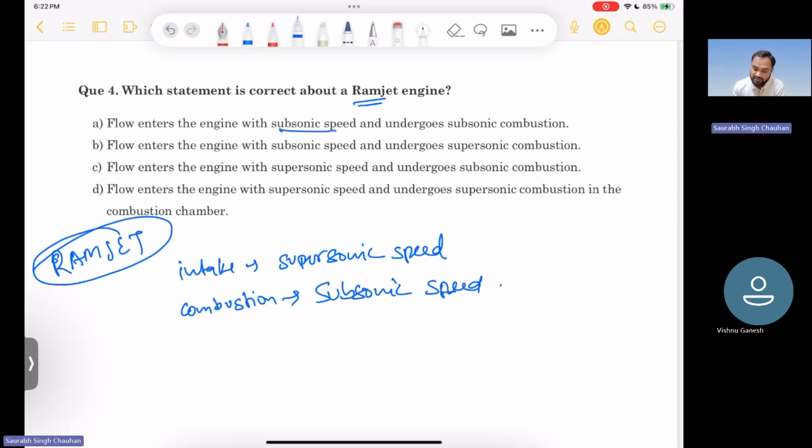Option A, air enters with subsonic speed? No, wrong. Option B, air enters at subsonic speed? No. Option C, flow enters the engine with supersonic speed? Yes. And undergoes subsonic combustion? Yes, this is correct. And option D says flow enters the engine with supersonic speed and undergoes supersonic combustion. This is not correct. So for a ramjet, flow enters the engine with supersonic speed and undergoes subsonic combustion.